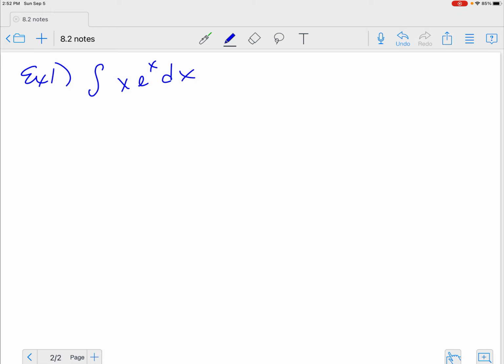Can I do a u sub? That's always what we go to, right? Always, always, always. No, we can't do a u sub. Good, good, good. So if I'm looking at this and I want to split this up, I've got my polynomial, which is just an x in this instance, and my e to the x.